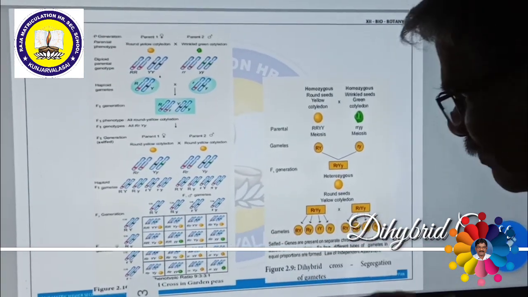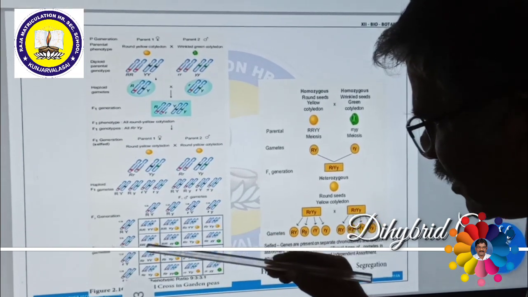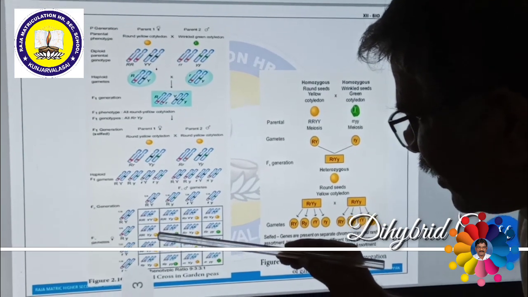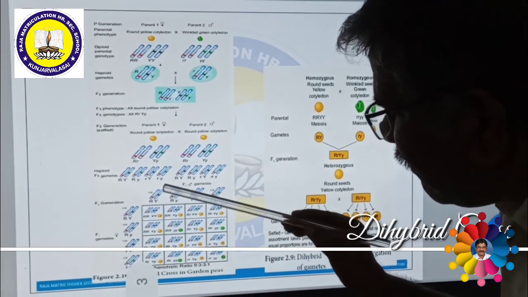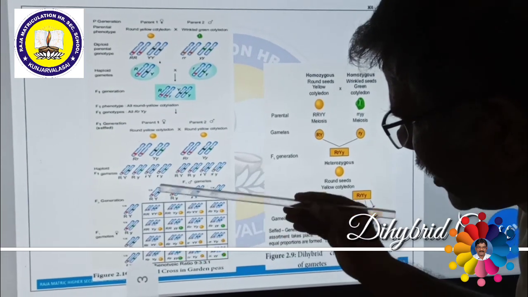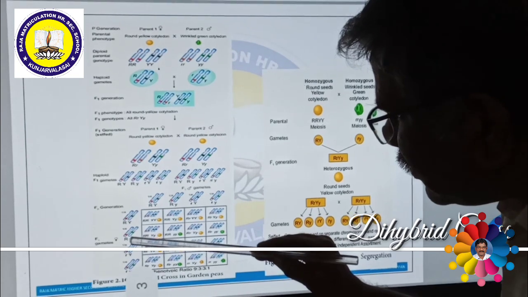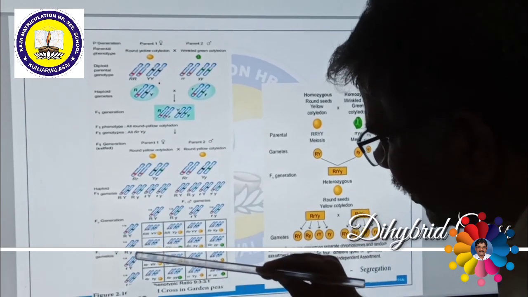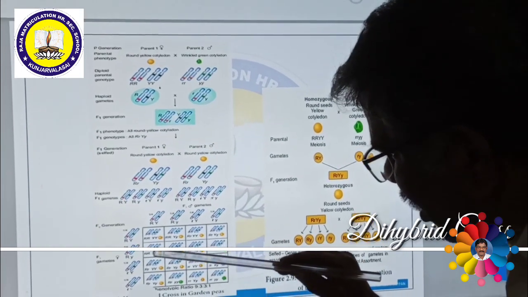All are round, yellow. Then the second line. See here, capital R, round, capital Y, small y, yellow. Why didn't I say small y, capital Y? Whenever you are crossing, you should always write the dominant gene first. That is why we should not write small y, capital Y, but capital Y, small y. Do you understand? That's why capital R, capital Y, small y, round yellow.